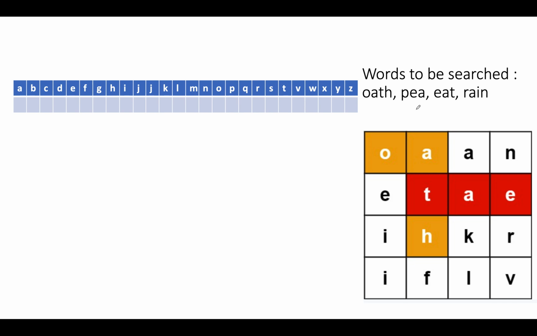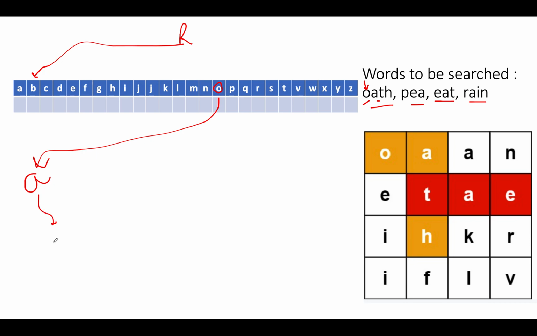I'll be using the same approach that I used yesterday to implement tries. So the first thing that I'm going to do is to build the trie data structure using all these 4 words that I need to search in the matrix. So let's start building the trie data structure. We'll create a root, and the first character in oath is O. So at O a new node will originate, and it will point to A, and from A we'll go to T, and from T we'll go to H, and at H we'll also create a new node, and at this particular node we will store the complete word, which is oath.